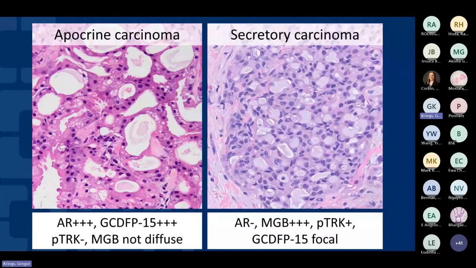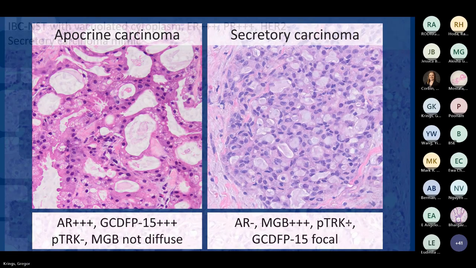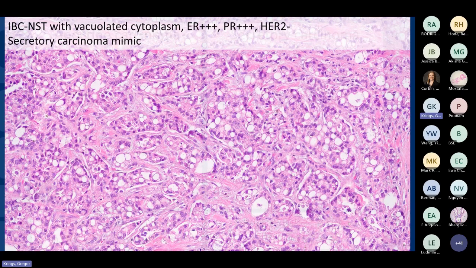Apocrine carcinomas can sometimes mimic secretory carcinomas given their eosinophilic cytoplasm and vacuolization, sometimes with a focally microcystic growth pattern and extracellular secretion. But of course, apocrine carcinomas are strongly and diffusely positive for markers like AR and GCDFP15, which is not seen in secretory carcinomas. This is an example of an IDC with a very prominent cytoplasmic vacuolization, but this tumor was very strongly ER and PR positive, but I think was a very good mimic of secretory carcinoma.